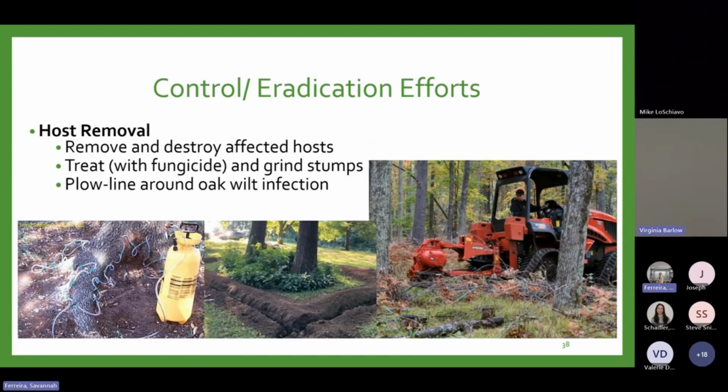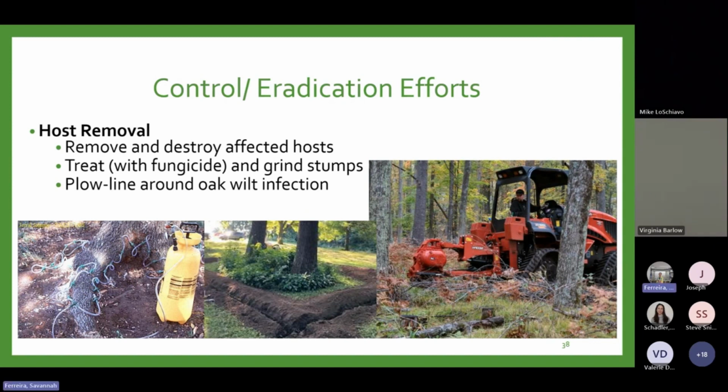So host removal and destruction is also a viable control effort, although it can be costly, and this is especially in your forested settings. So if you can't remove the entire tree and root system, a cheaper alternative would be to sever any root grafts by installing a plow line around an infection center. And that's what this person in this machine is doing. This is just disrupting root grafts and then preventing that underground spread.